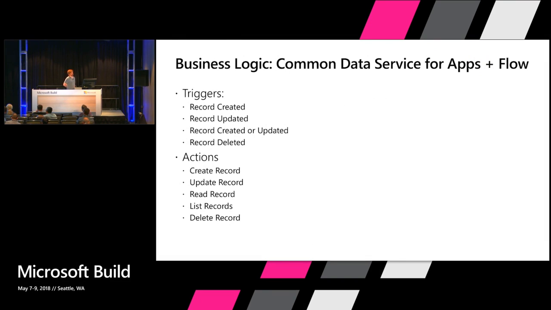The next thing that I want to touch on is business logic and how we can actually automate various business processes by using the Common Data Service for apps as well as Microsoft Flow. Now we have a variety of triggers that can trigger these automated workflows. Record created, record updated, record created or updated, or record deleted. And then we can not only use Flow to be triggered based on things in Dynamics, Flow can also push things into Dynamics as well.